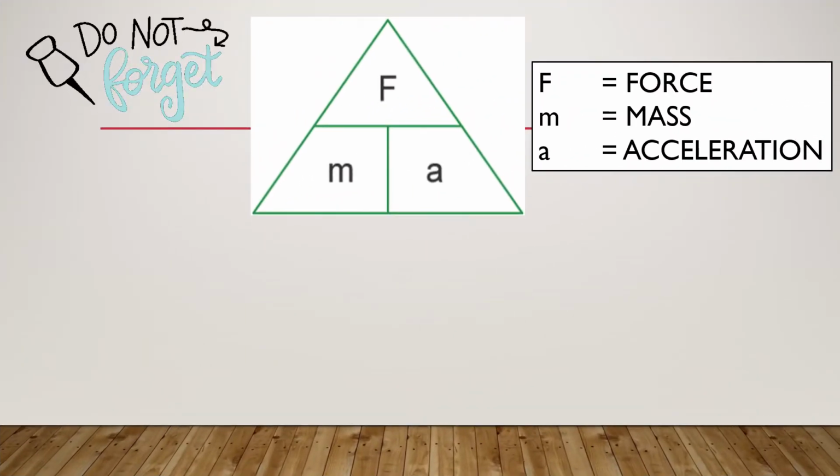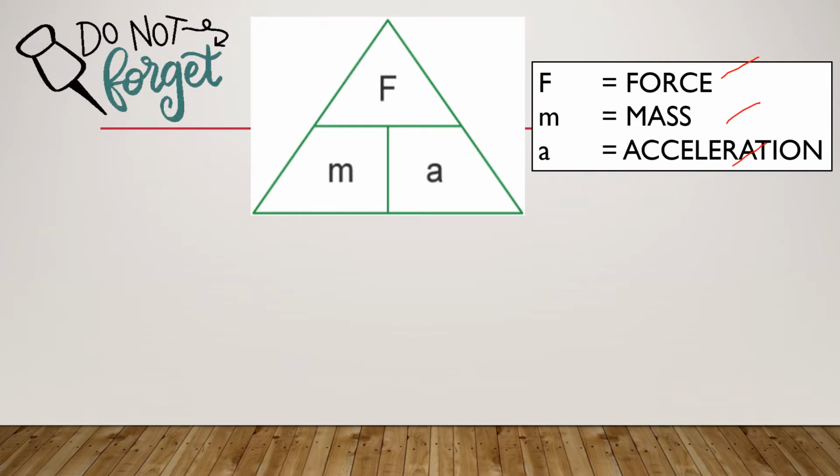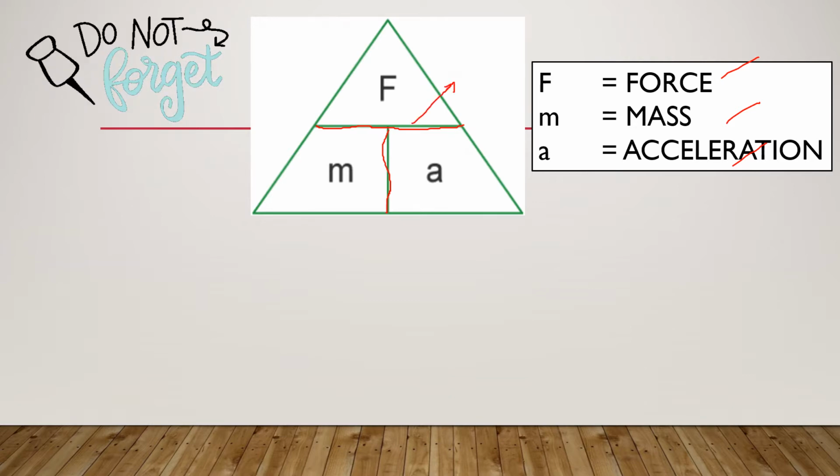In calculating the second law of motion, do not forget this triangular formula wherein there are three variables: F equals force, M stands for mass, and A stands for acceleration. Now take a look at this triangular formula. You will notice that there are two lines, horizontal and vertical. The horizontal line represents the division operation, and the vertical line represents the multiplication operation.